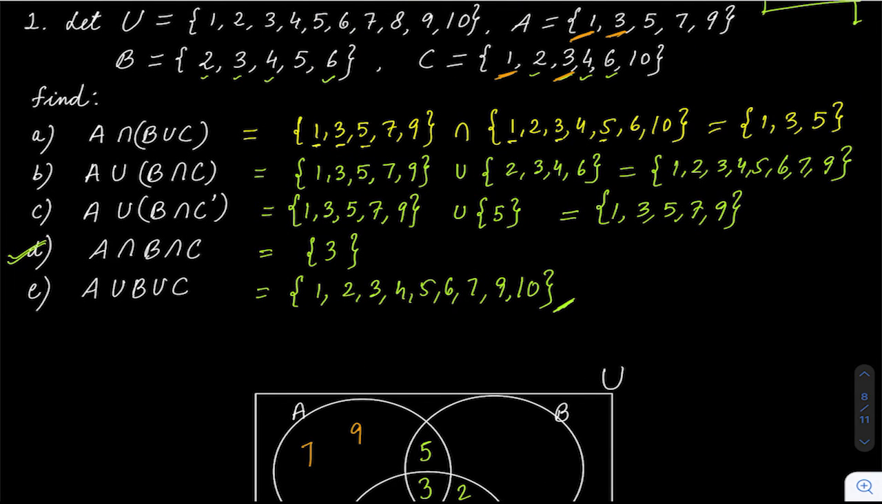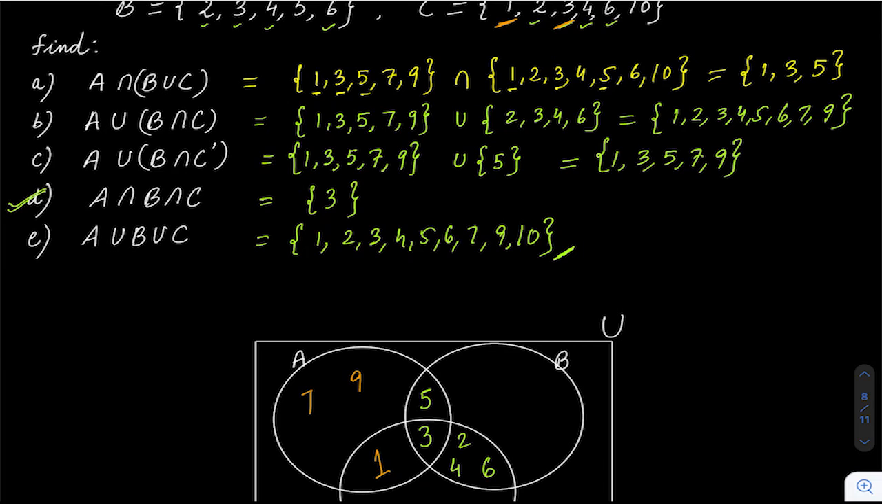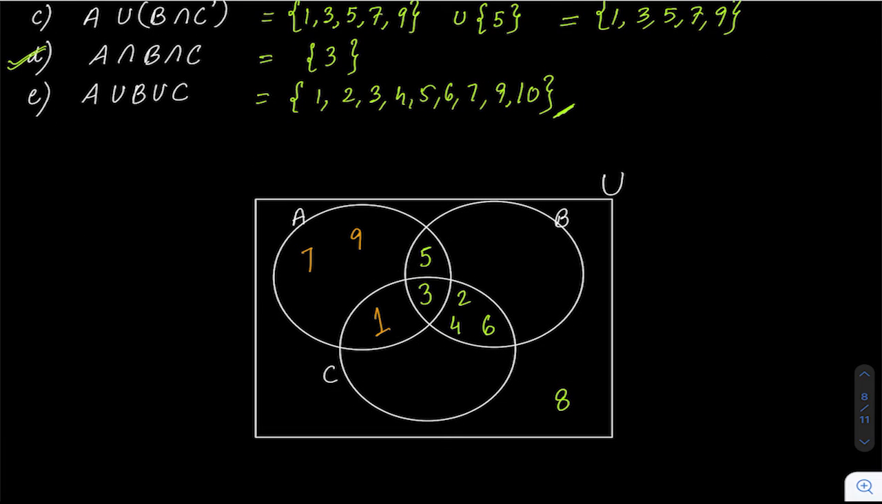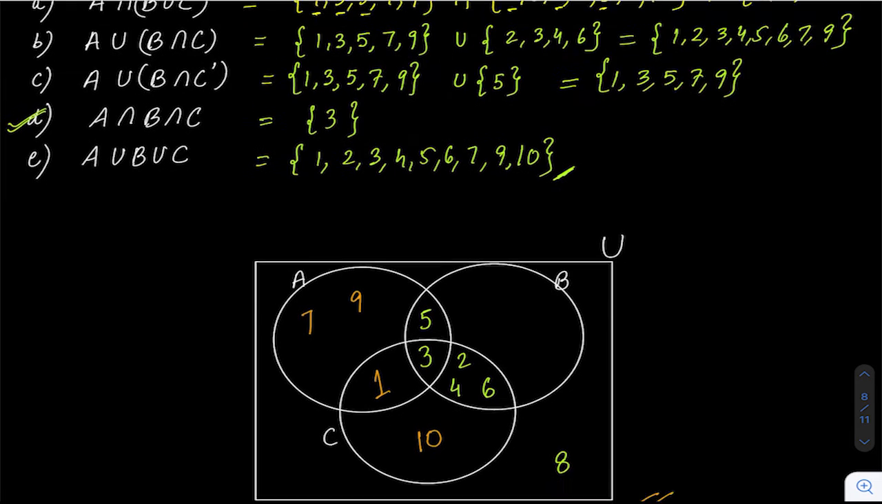Okay, next is C: 1, 2, 3, 4, 6, and 10. So 1, 2, 3, 4, 6 we have already written. Which number is not written? 10. So this is my 10. And we can confirm this by seeing that 1, 2, 3, 4, 5, 6, 7, 8, 9, 10, all numbers are there in the universal set. So this diagram is correct.